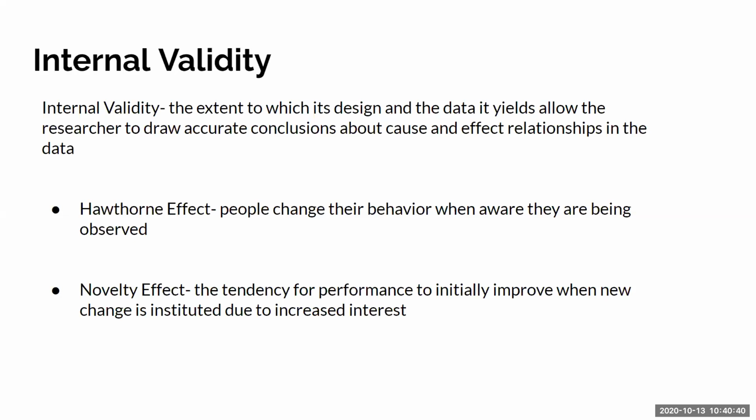Two examples are the Hawthorne effect and novelty effect. The Hawthorne effect is when people change their behavior when they are aware they are being observed. The novelty effect is a tendency for performance to initially improve when new change is instituted due just to increased interest.